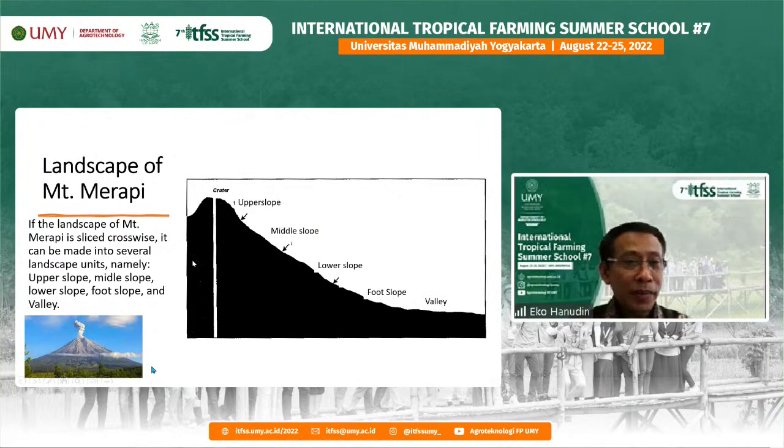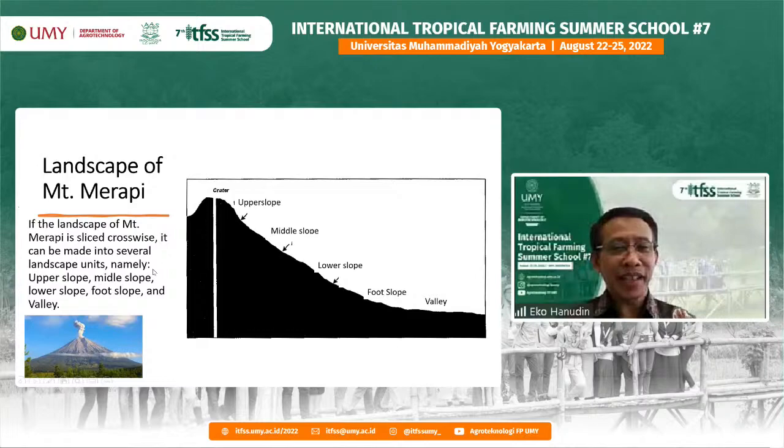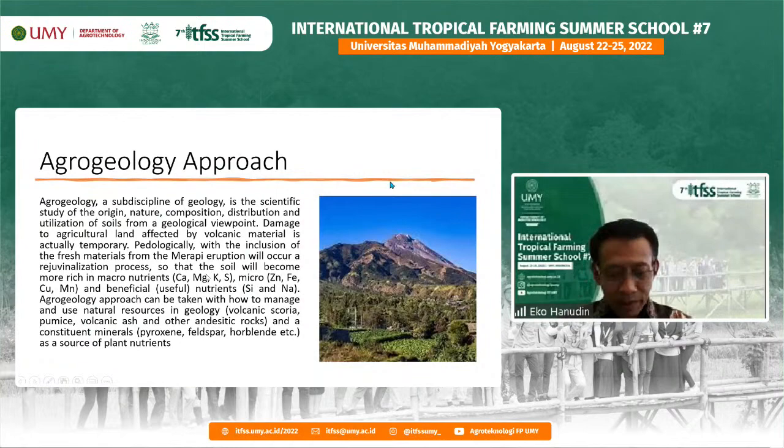And from the landscape aspect, if the landscape of Mount Merapi is sliced crosswise, it can be divided into several landscape units or geographical units, namely upper slope, middle slope, lower slope, foot slope, and valley slope. So based on these landscape units, you can manage how to cultivate plants in this area. And we have a new technical term, we call it the agrogeology approach. Agrogeology, a sub-discipline of geology, is the scientific study of the origin, nature, composition, distribution, and utilization of soil from a geological viewpoint. So damage to agricultural land affected by volcanic material is actually just temporary.